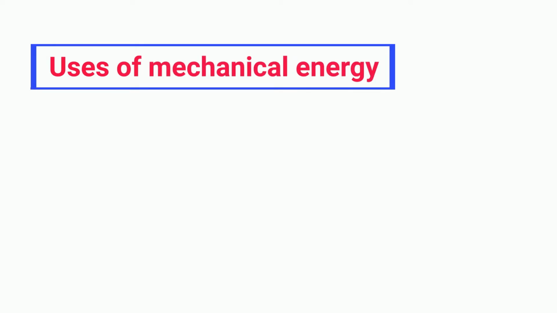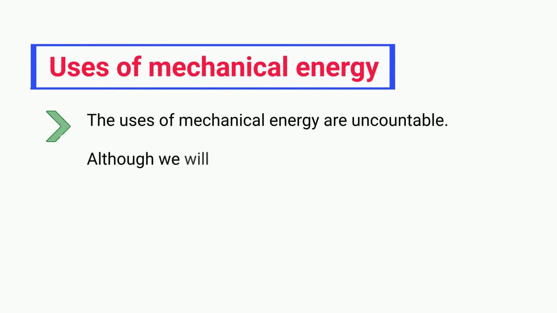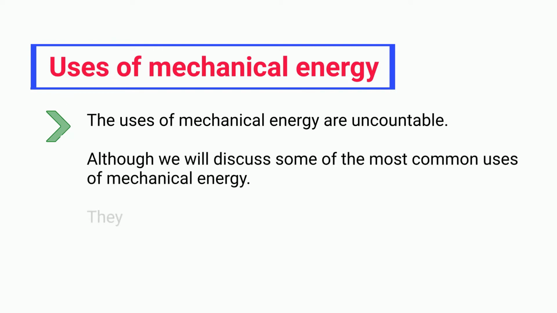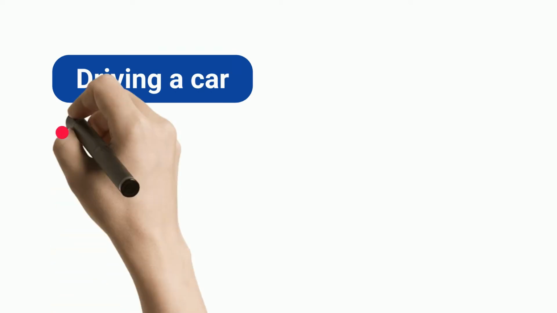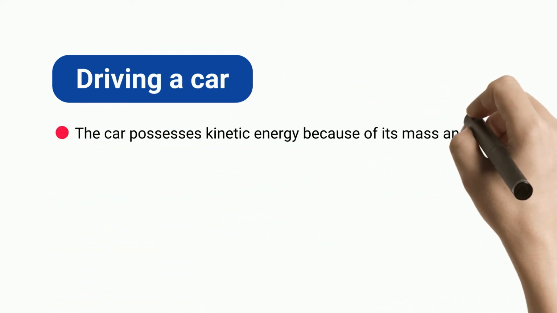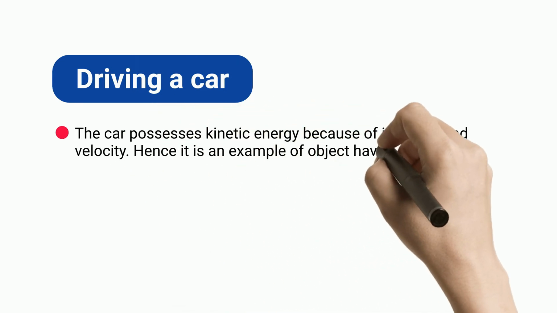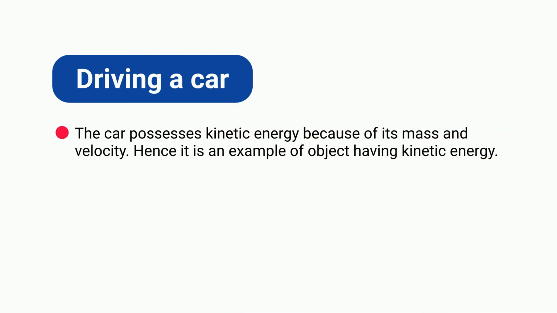Uses of mechanical energy. The uses of mechanical energy are uncountable, although we will discuss some of the most common ones. They are given below. Driving a car. The car possesses kinetic energy because of its mass and velocity. Hence it is an example of an object having kinetic energy.